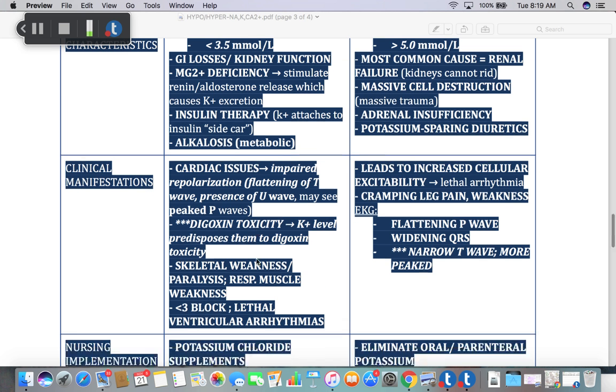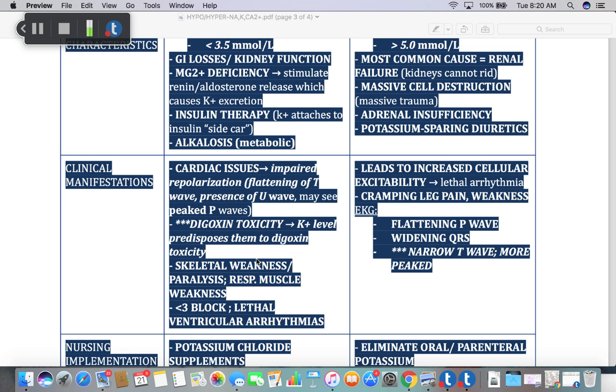Patients might have skeletal weakness or paralysis and respiratory muscle weakness. They could go into heart block, and they could have lethal ventricular arrhythmias, so VTAC, VFib.